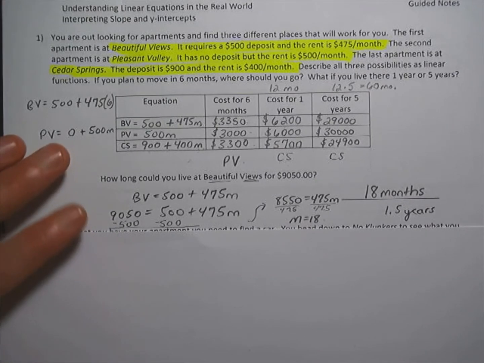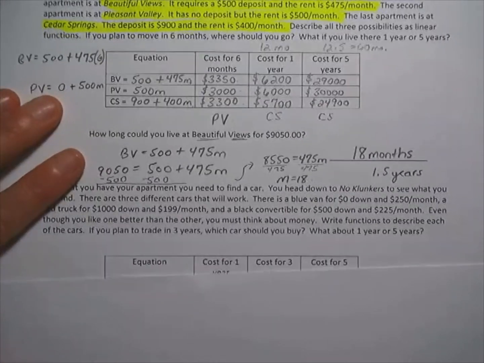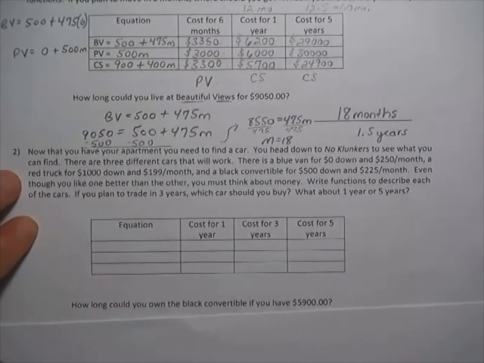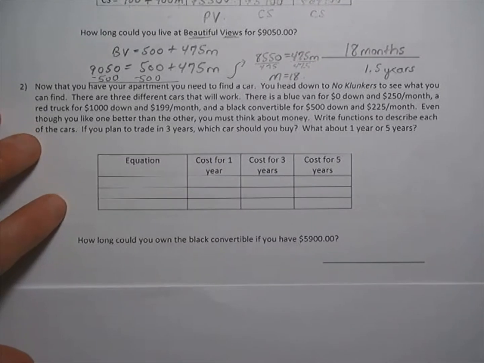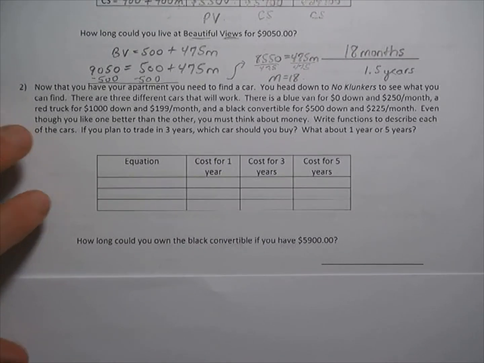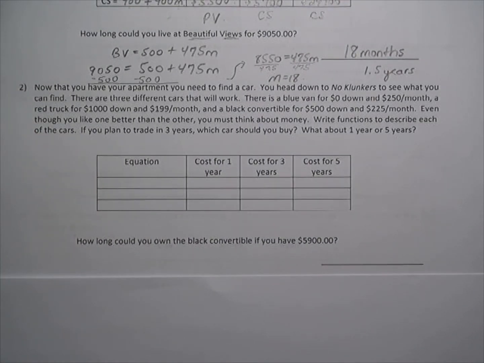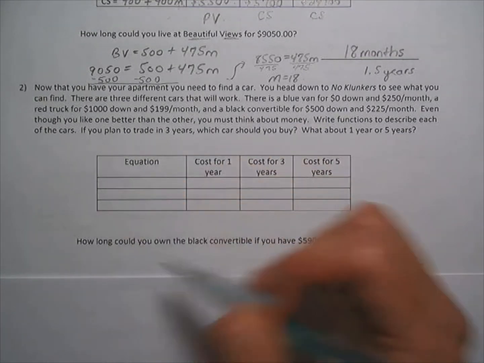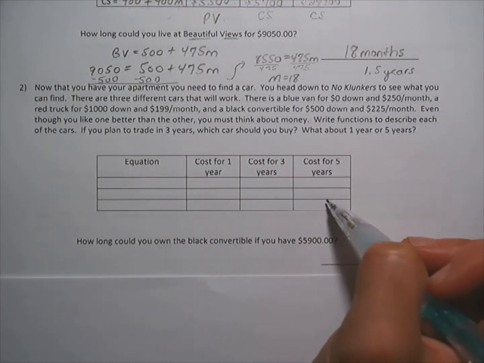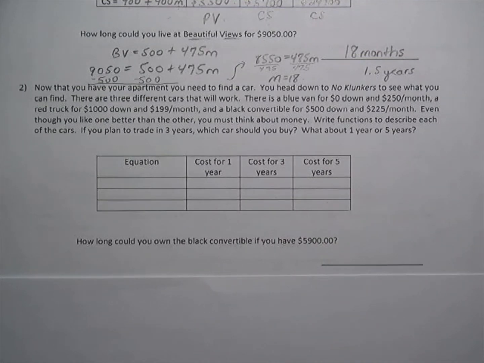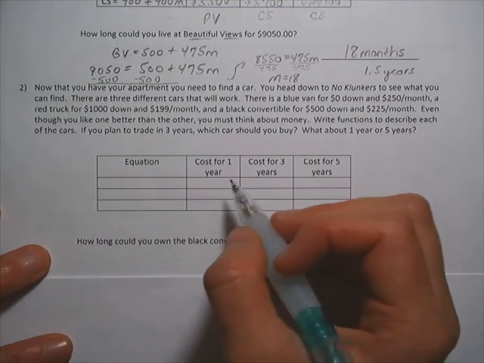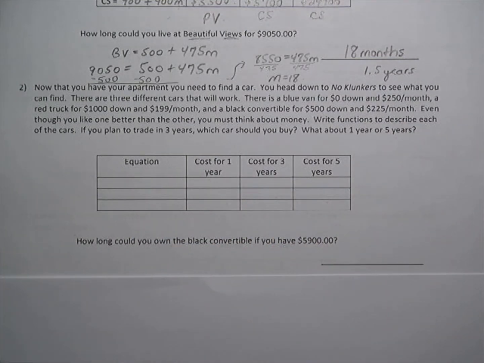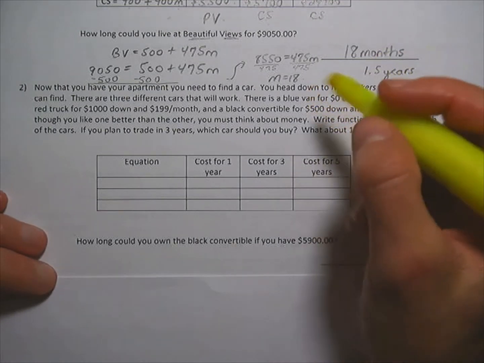Okay, I want you to try this problem. See if you can figure out how much you would spend in this scenario for different lengths of time, and then see if you can answer that question. All right, if you set up your equations for this, you'll notice you would have highlighted the blue van.